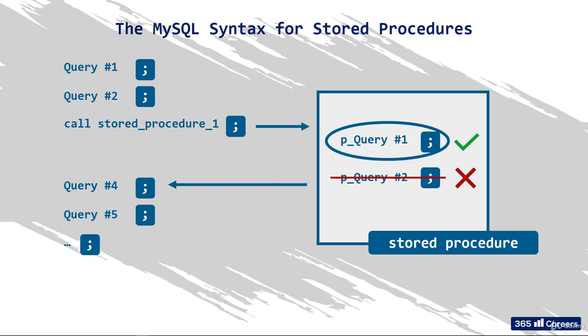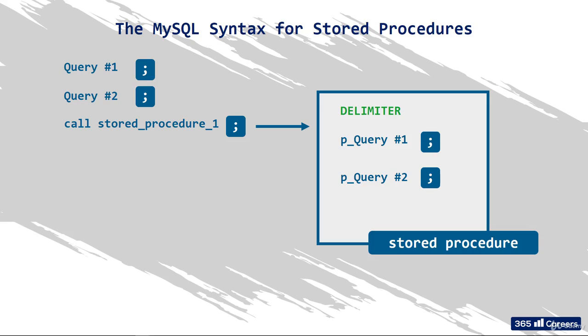To avoid this problem, you need a temporary delimiter, different from the standard semicolon. There are various symbols you can use, a double dollar sign or a double forward slash, for instance. It doesn't really matter which one you choose. I will opt for the double dollar symbol. Great!